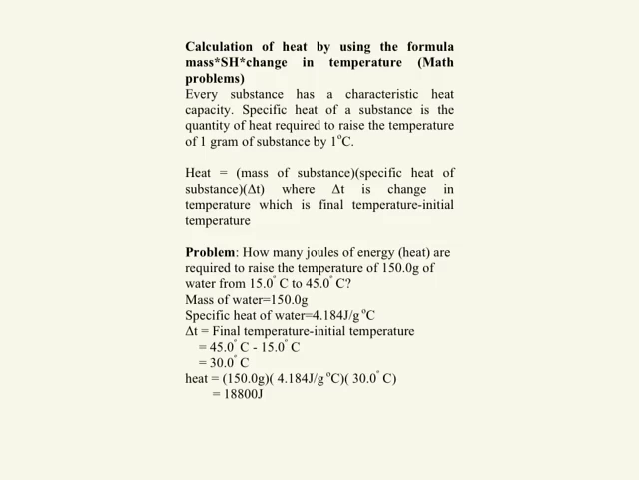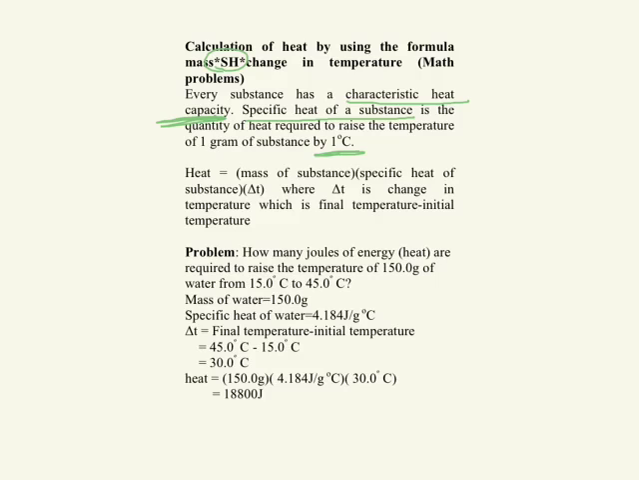The next thing that you need to learn is the specific heat, which is denoted by SH. Every substance has a characteristic heat capacity, meaning it can absorb a specific amount of heat. So what is the specific heat of a substance? It is the quantity of heat required to raise the temperature of 1 gram of substance by 1 degree Celsius. This specific heat value is a constant value for each and every compound.